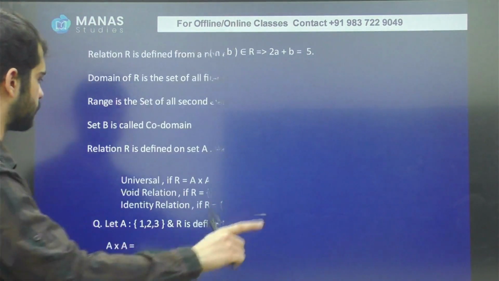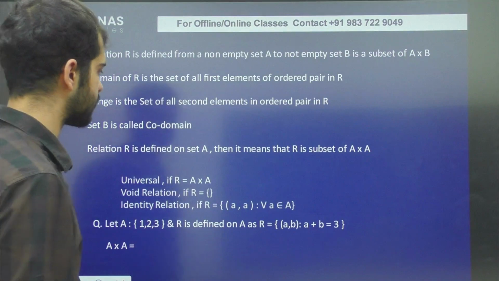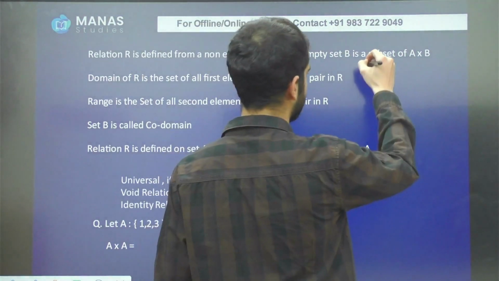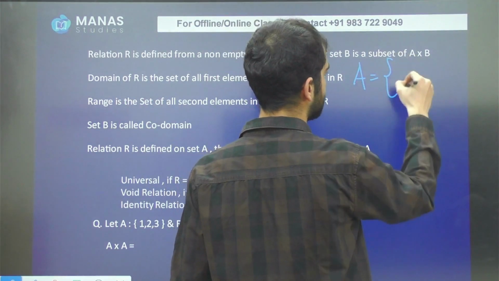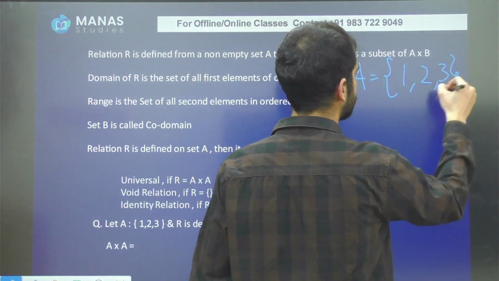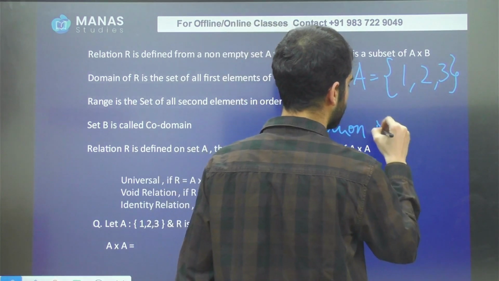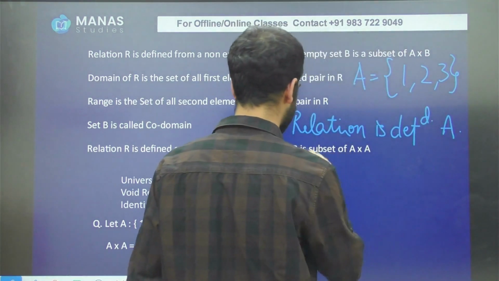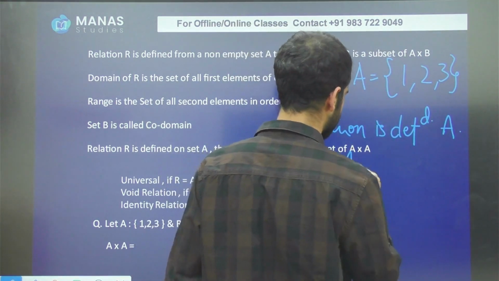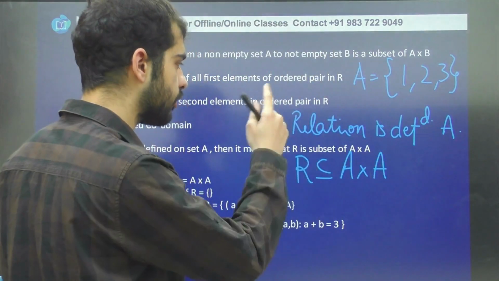Sorry, I missed the point. Universal set. Now, not universal set, universal relation. If any set A is said to be defined, if a relation is defined on A, then that means that relation can be written as A cross A. Now we are going to take the Cartesian product of A along with A.